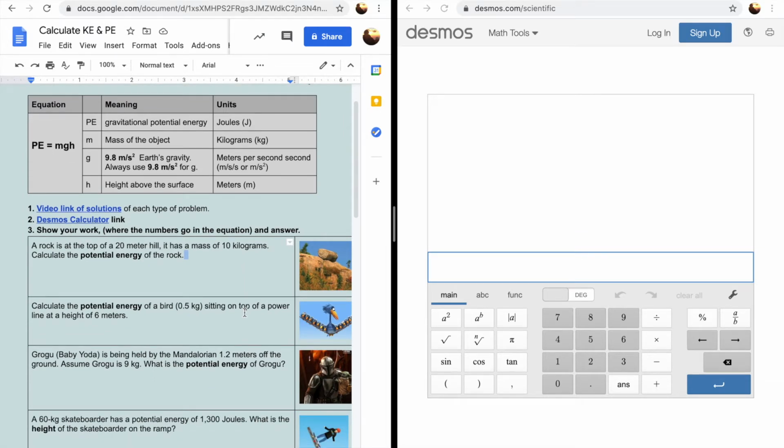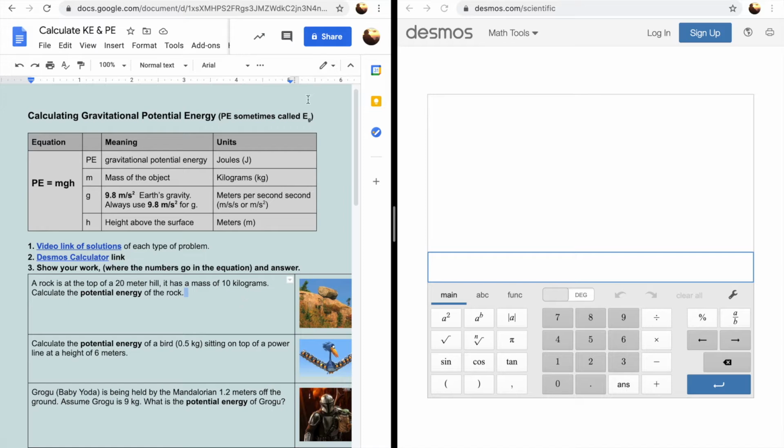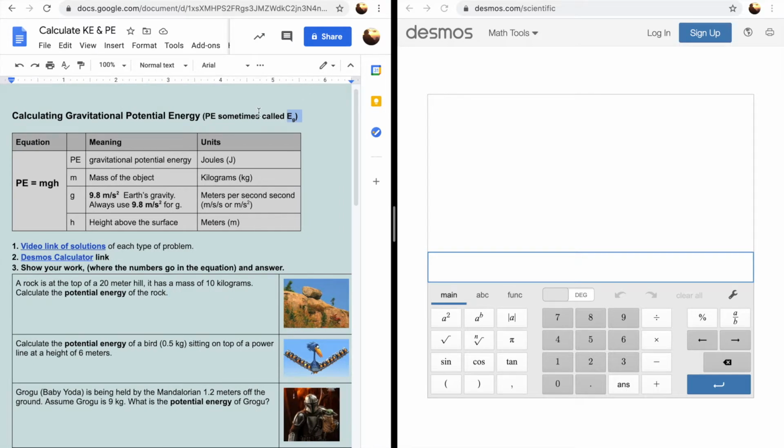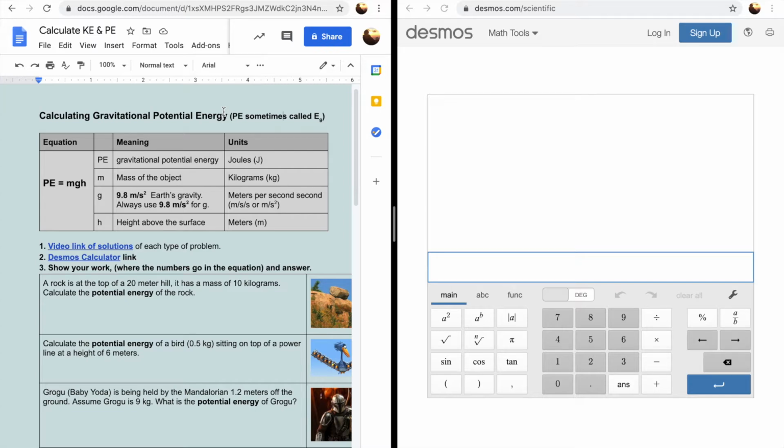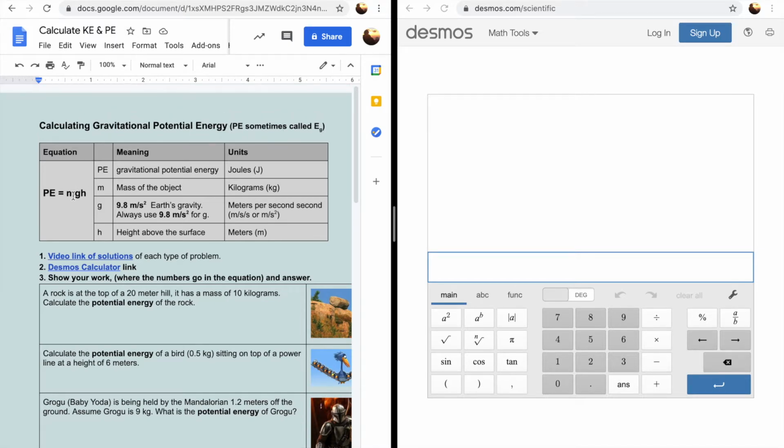Now with potential gravitational energy, some physics books will have this labeled as EG. Some books will have it as PE. Potential is not really the best label because there's chemical potential, nuclear potential, and a bunch of others. But our book's got this, so we're going to go with PE equals mgh.